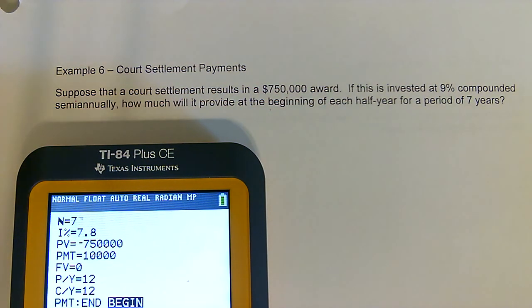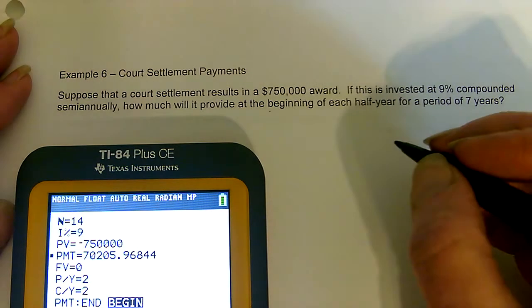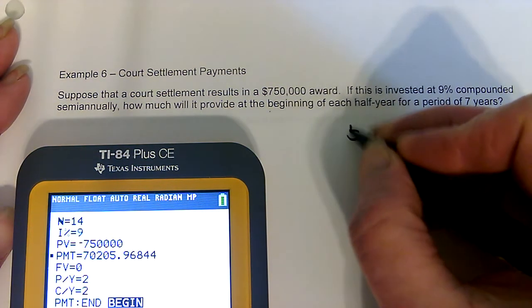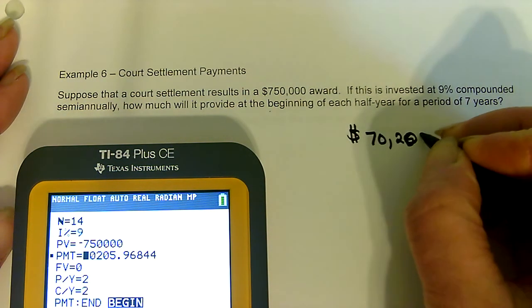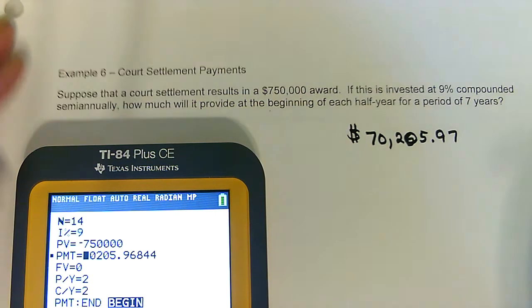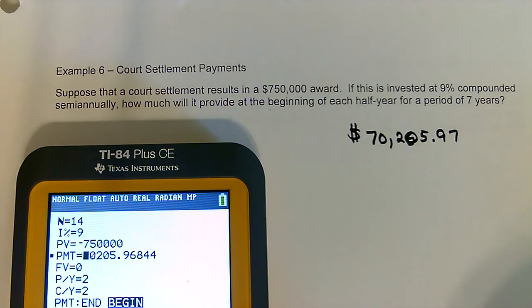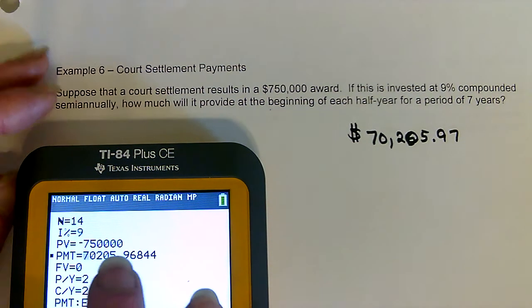And it's for 7 years, half a year, at 9%, and we're looking for how much we're going to receive. And it's half a year and it's the beginning of each time, so we keep it on begin, and it says that we will be getting $70,205.97 every half year.